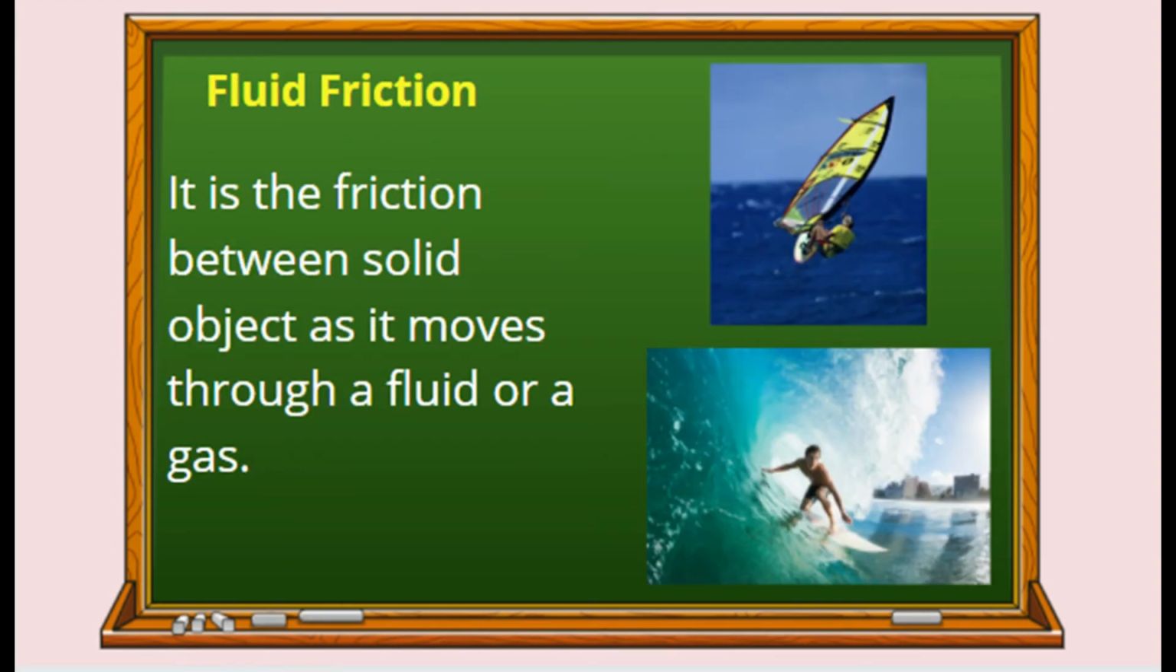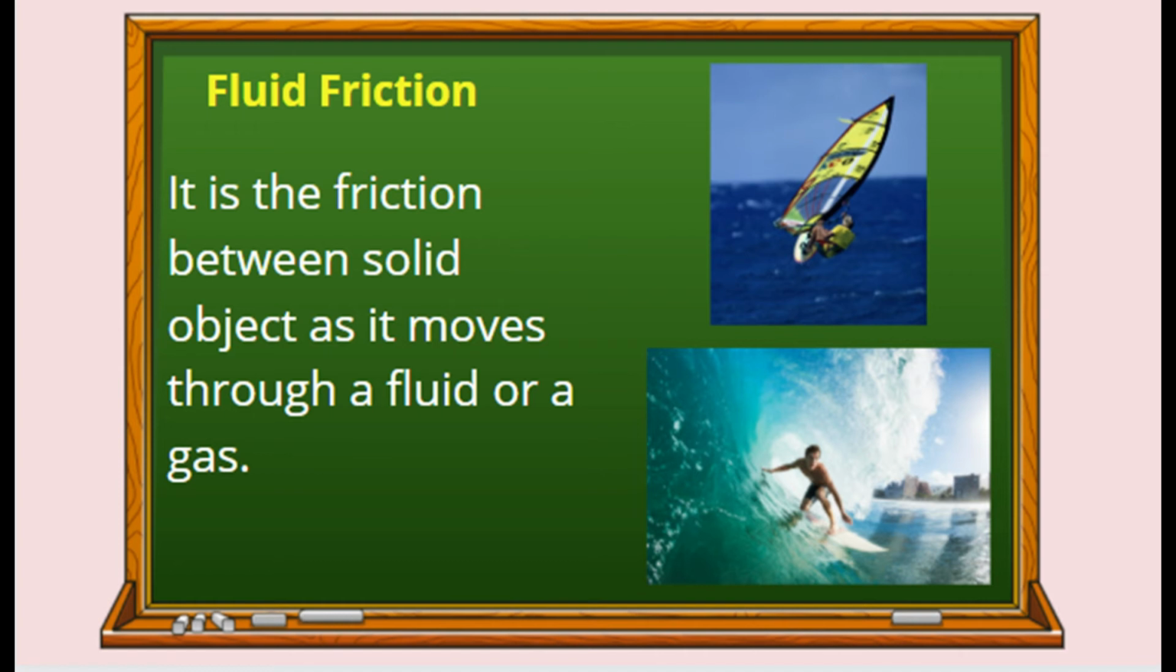Fluid friction is the friction between a solid object as it moves through a fluid or a gas. Fluids such as water, oil, or air are materials that flow easily. Fluid friction occurs when a solid object moves through a fluid. Like rolling friction, fluid friction is easier to overcome than sliding friction. This is why the parts of a machine that must slide over each other are often bathed in oil or lubricants. In this way, the solid parts move through the fluid instead of sliding against each other.